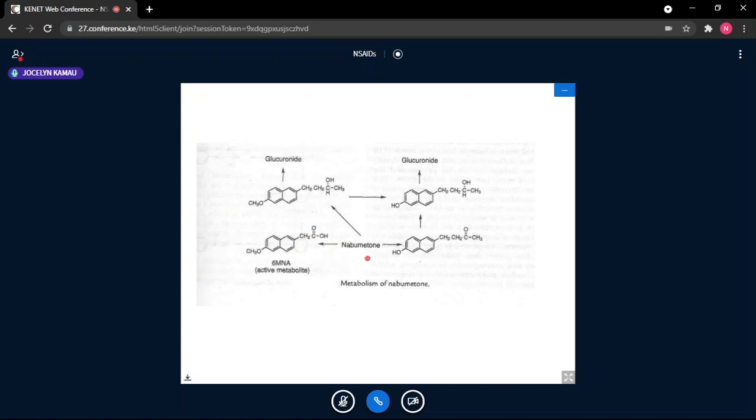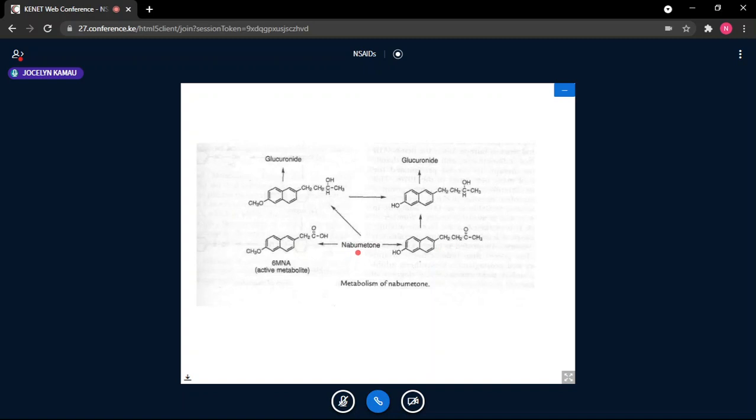So this is our nabumetone, and you have seen the structure. It has 1, 2, 3, 4. It is a butane derivative. I bet that's where the bu came from. So you can see it as 1, 2, 3, 4.